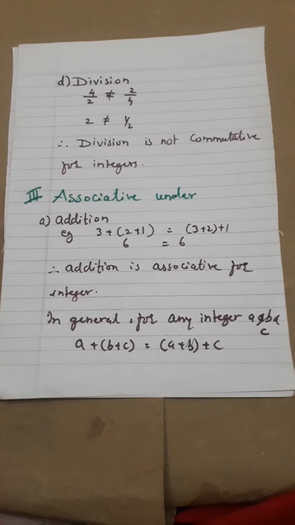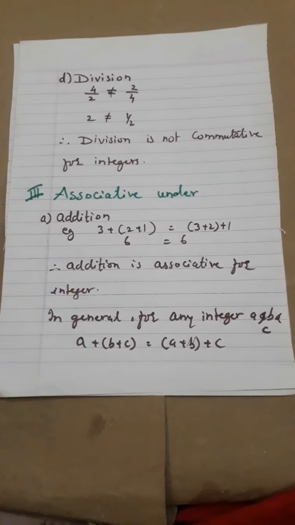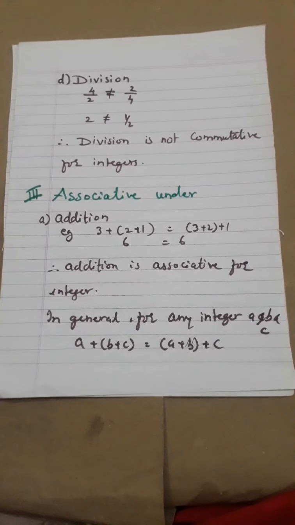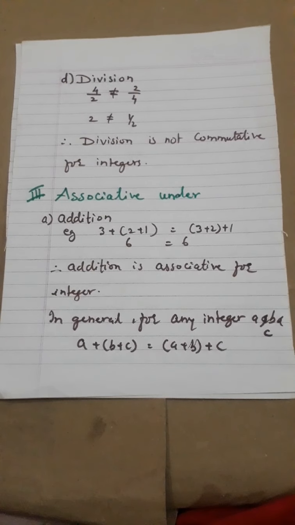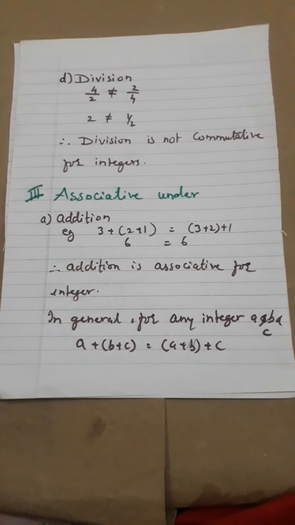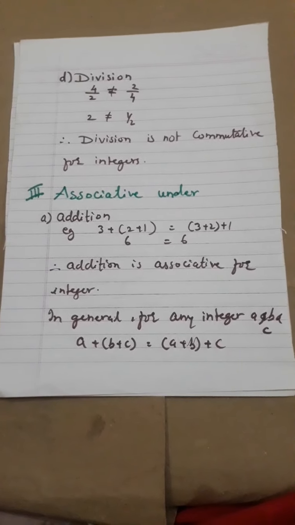So we can say addition is associative for integers. In general, for any integers a, b and c, a plus in bracket b plus c equals a plus b in bracket plus c.